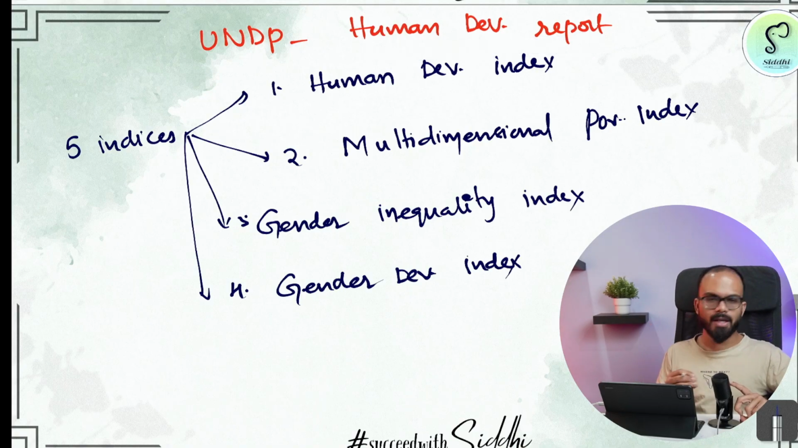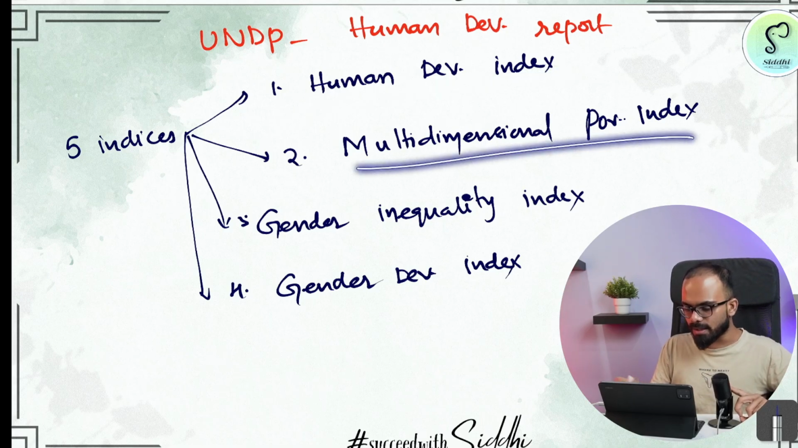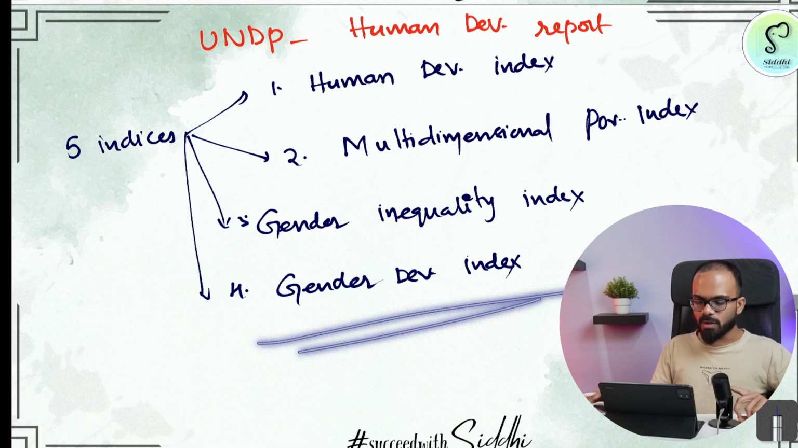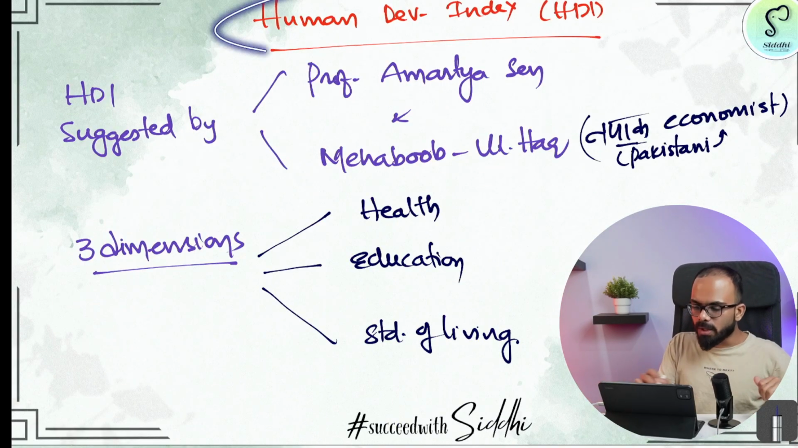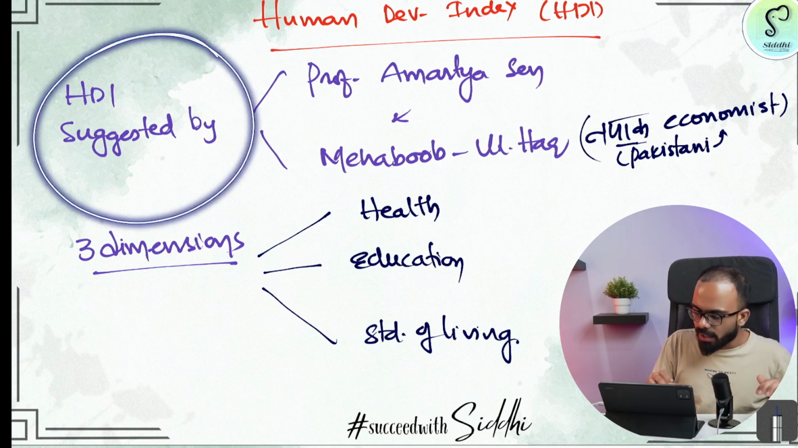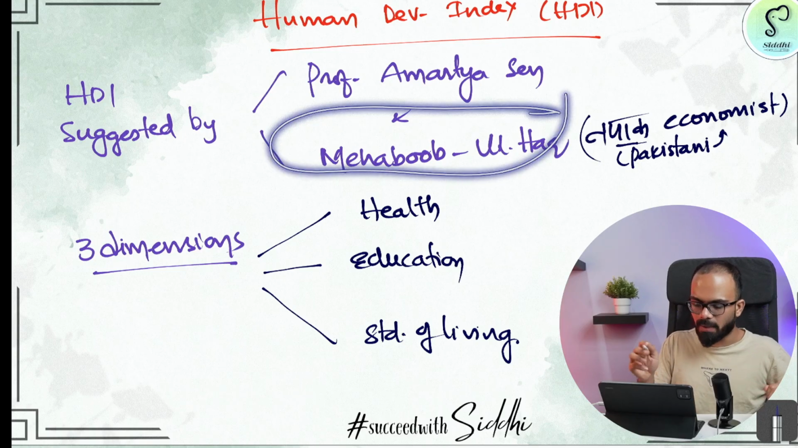In this report, there are four different indices which are mentioned. One is the Human Development Index, the other is the Multidimensional Poverty Index, third is the Gender Inequality Index, and fourth is the Gender Development Index. Of all these indices, the Human Development Index, or HDI, is very important. HDI was suggested by Professor Amartya Sen of India and Mahbub ul Haq of Pakistan.